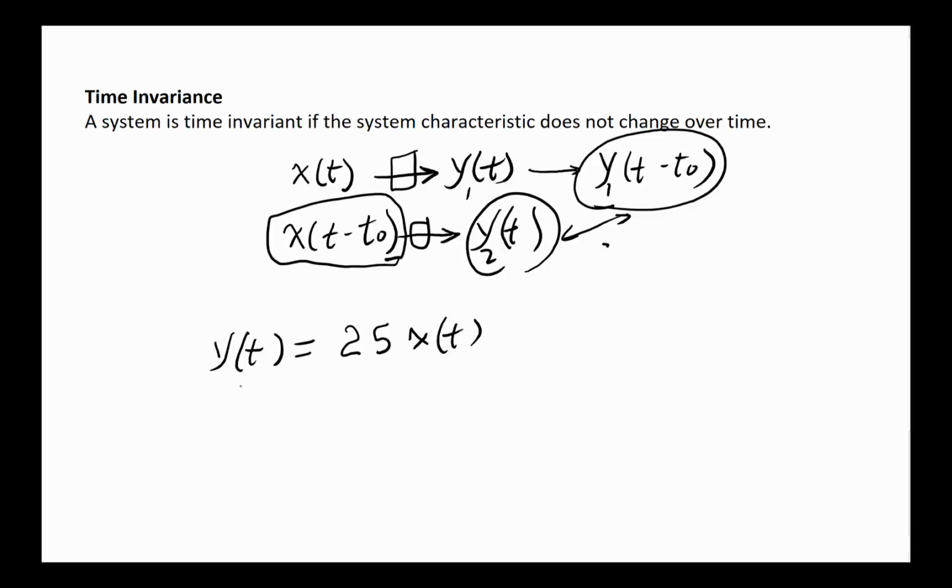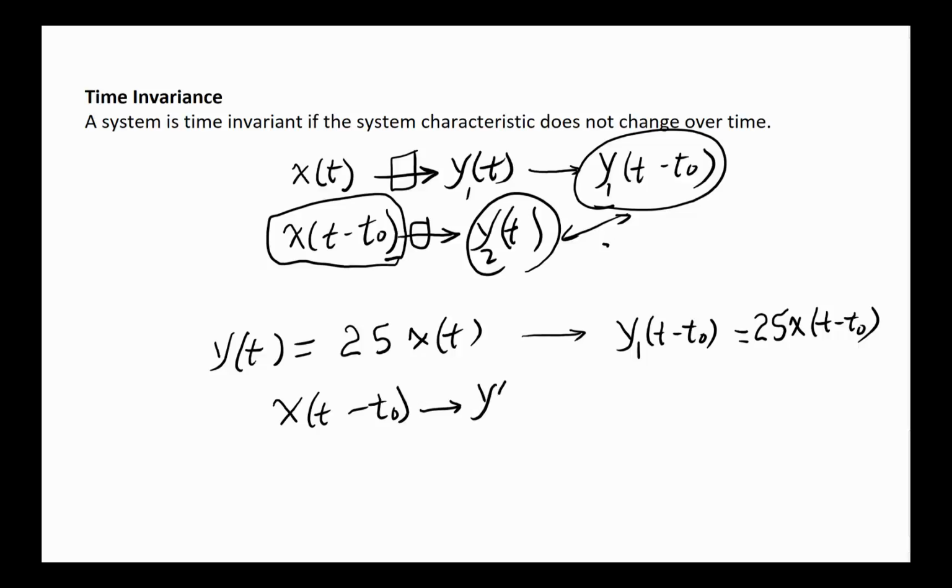So first rule, I'm going to shift this to get y1 of t minus t0, and that would be equal to 25 x of t minus t0, because everywhere I have t, I have to replace it with that. Then I'm going to shift x of t to x of t minus t0 and plug it in. If I do that, then y of t, or let's call it y2 of t, is going to be equal to 25 x of t minus t0. Well, these are exactly the same, so the system is indeed time invariant.